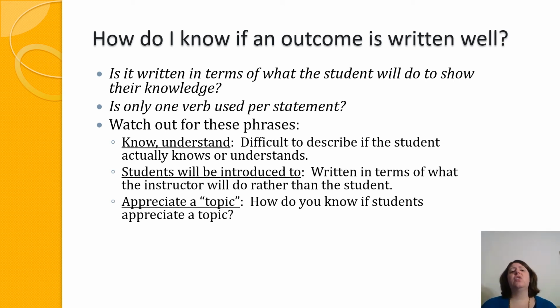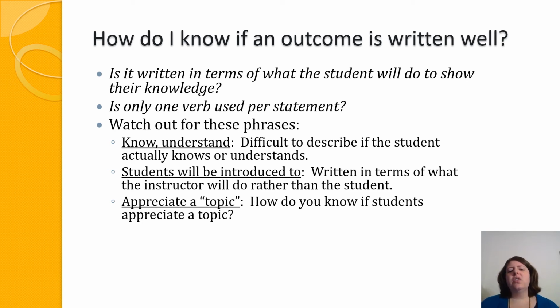Some phrases to watch out for are know, understand. So if you say the student will know the types of matter, well, saying that is difficult because how do I know that the students know? What are the actions then that the student has to take to show me they know this? So know and understand are very vague terms when we come to outcome statements. So remember, it should be super clear what the student is doing.